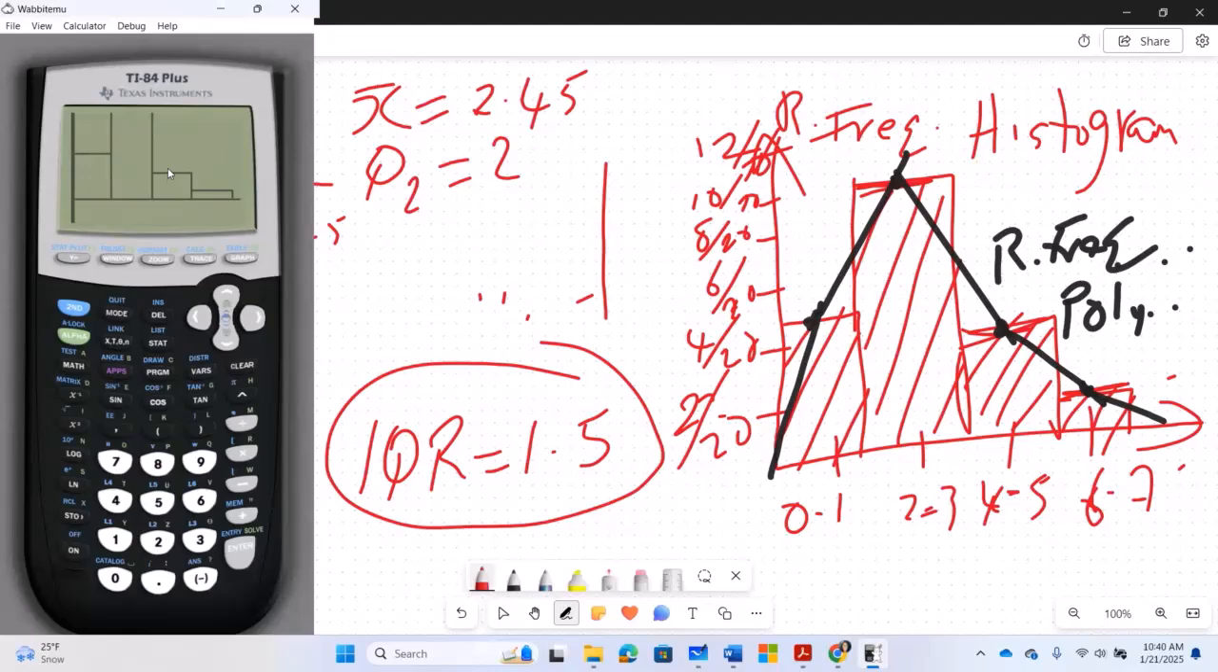Okay. We have already calculated the interquartile range. We know the quartiles. We know the range. We know the maximum number.